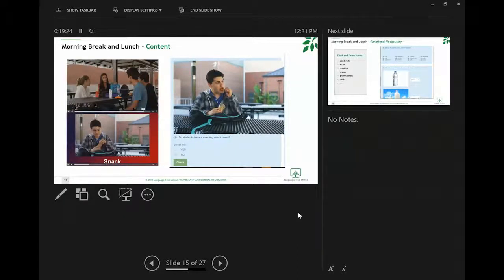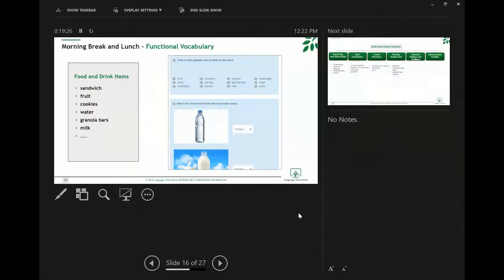So we connected the morning break and lunch with food items. This is just another way to layer in some of that functional vocabulary, foods that they may or may not have some background on, some of their schema or prior knowledge. We were able to provide them with items that they would see in a school environment, most likely. So we were able to provide them with, again, just some more building of that vocabulary that may have been overlooked in their English language development classes.